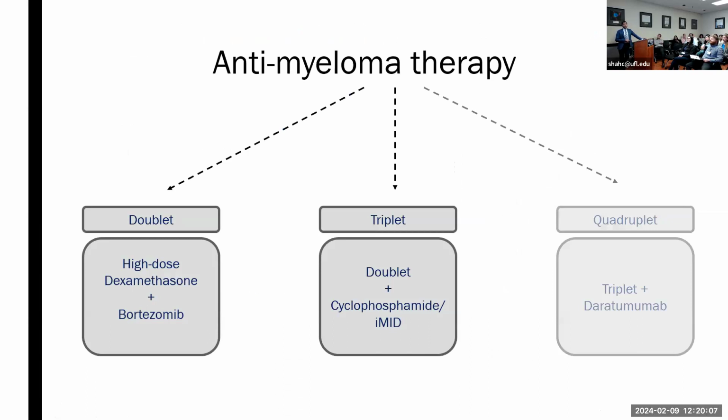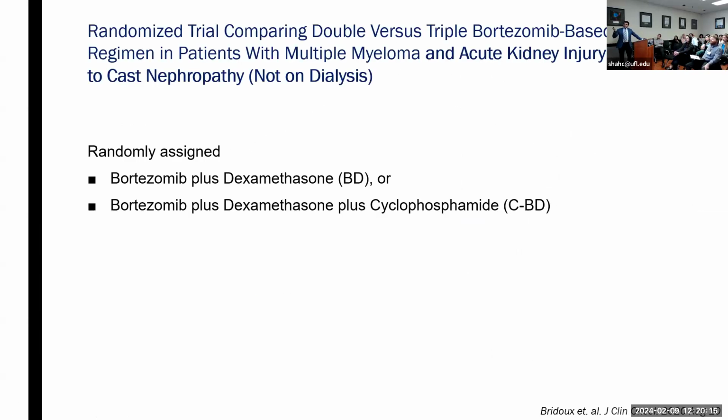Now, is there any head-to-head comparison of doublet versus triplet and renal outcomes, a cyclophosphamide-based regimen versus just a doublet? There was one study recently published in 2020 by a French group. They did a randomized trial comparing a doublet versus triplet bortezomib-based regimen in patients with multiple myeloma and acute kidney injury due to biopsy-confirmed cast nephropathy, and excluded all patients on dialysis. The randomized assignment was either BD or BCD.